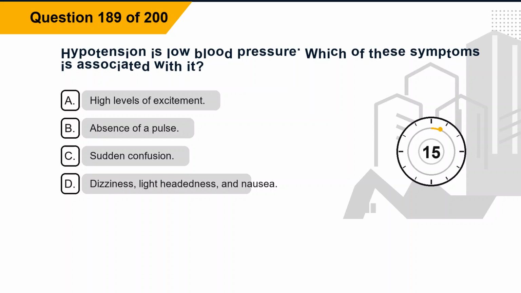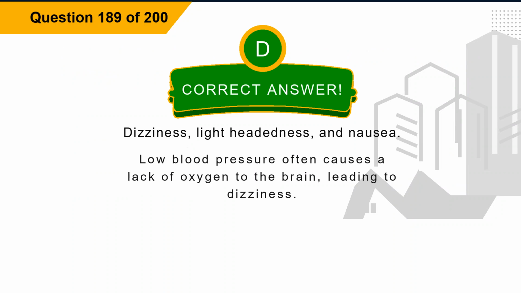Question 189. Hypotension is low blood pressure. Which of these symptoms is associated with it? Option A. High levels of excitement. Option B. Absence of a pulse. Option C. Sudden confusion. Option D. Dizziness, lightheadedness, and nausea. The correct answer is option D. Dizziness, lightheadedness, and nausea. Explanation. Low blood pressure often causes a lack of oxygen to the brain, leading to dizziness.